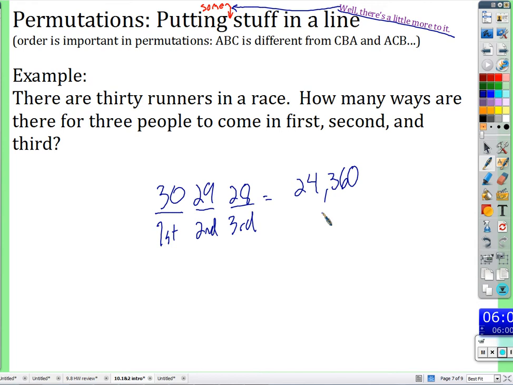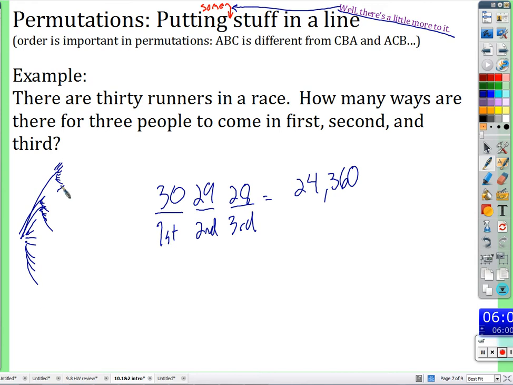24,000. No. So if we think about it as a tree diagram, first we're going to see how many people can come in first place. Well, there's 30 possibilities. Right? So there's 30 branches, that's 30 outcomes. But then we need to pick a second place. That's 29 people. All of these would have their 29 branches coming off of them, right? So far we have 30 branches. Each of those 30 branches has 29 branches. So all together, we have a first and a second place that are 30 times 29.